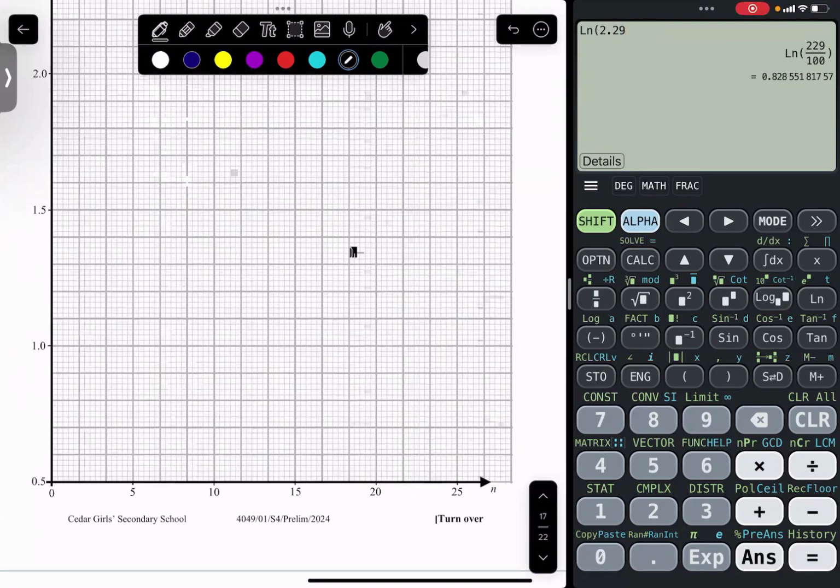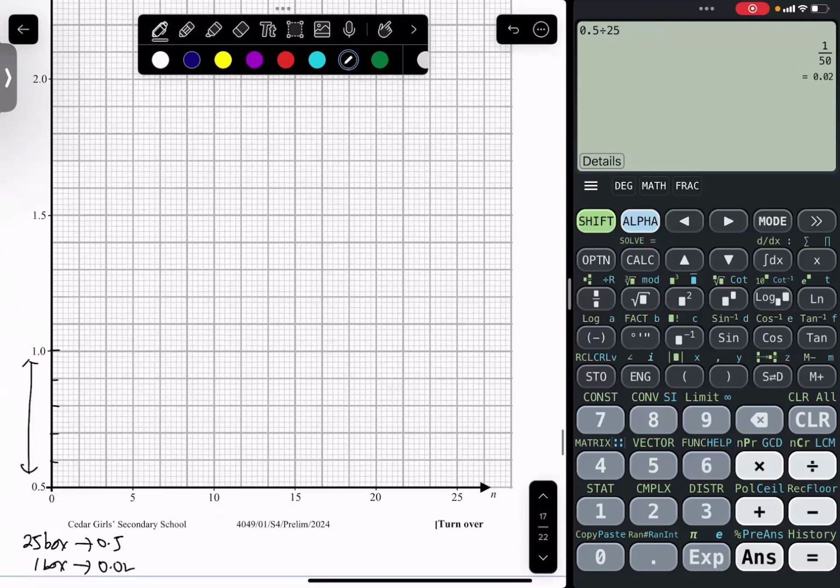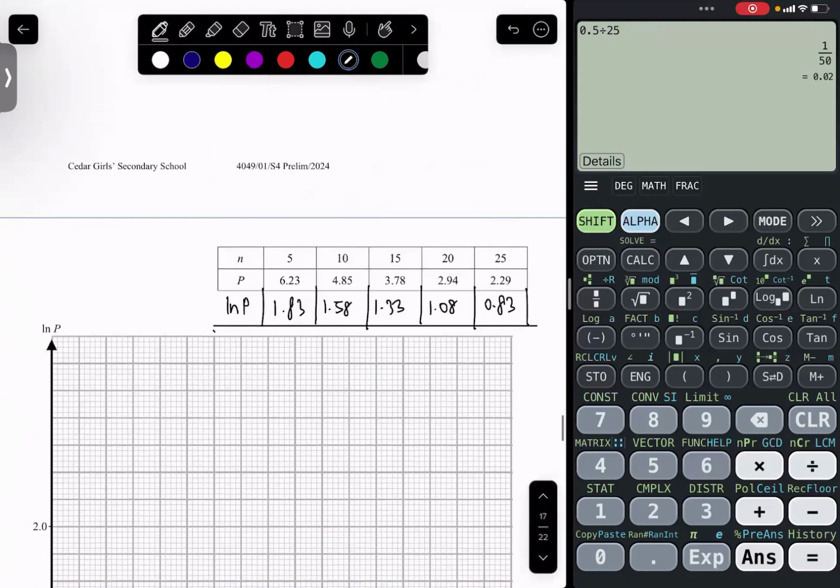Since the axis started from 0.5, how many blocks does it increase? 5, 10, 15, 20, 25 blocks for 0.5. So one box carries 0.5 divided by 25, which is 0.02. Then over here, the scale for n: 5, 10, 15 boxes. Okay, that should be fine.